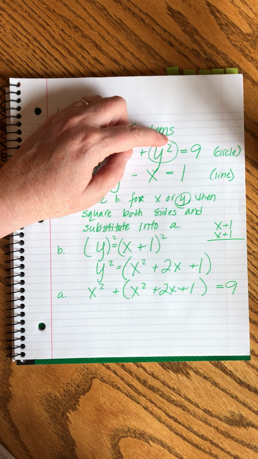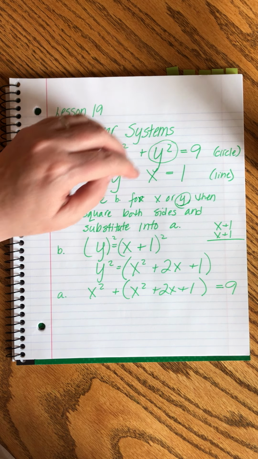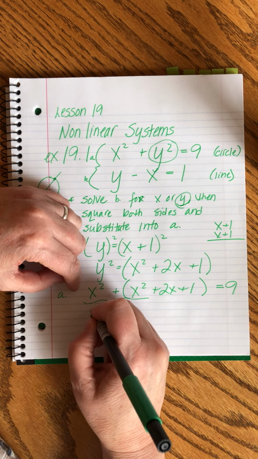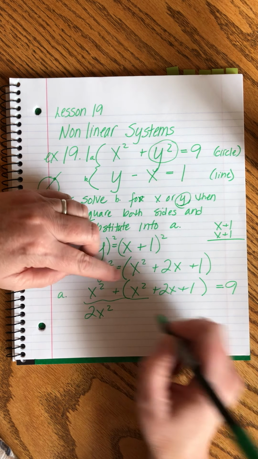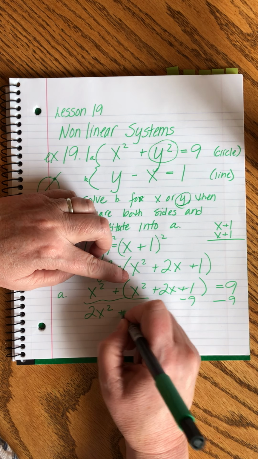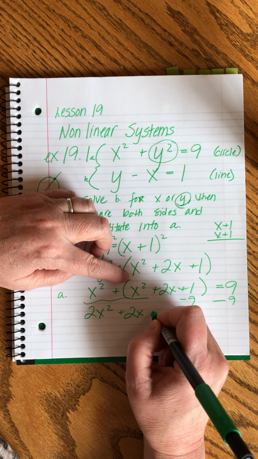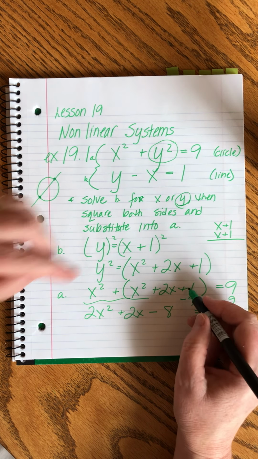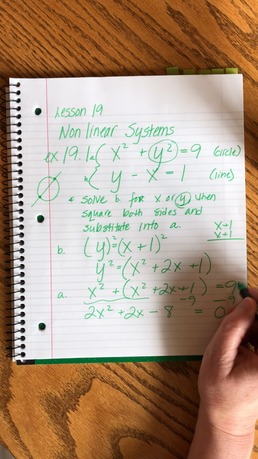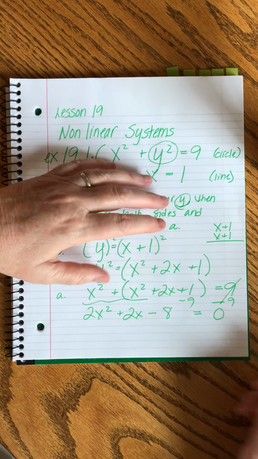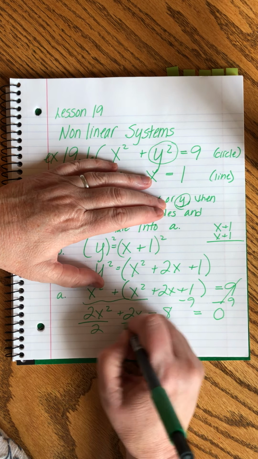Now we're ready to start the long, laborious task of simplifying. All right, these two can go together. So I have 2x squared, and let's subtract the 9 from both sides, plus 2x, and that would be minus 8 equals 0, right? 1 minus 9, and then those cancel. Okay, these are all even numbers, so let's divide everything by 2.